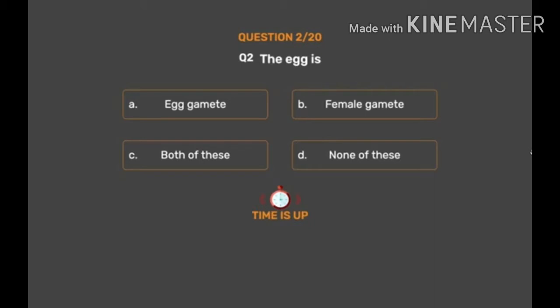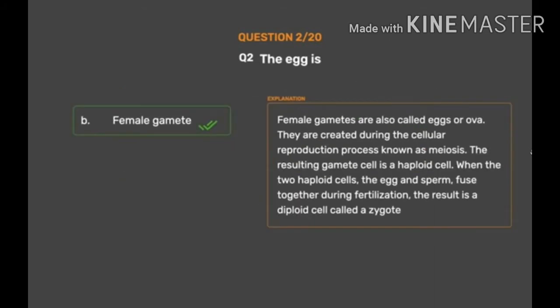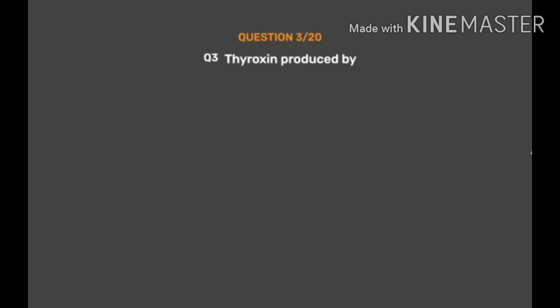The correct answer is option B, female gamete. Female gametes are also called eggs or ova. They are created during the cellular reproduction process known as meiosis. The resulting gamete cell is a haploid cell. When the two haploid cells, the egg and sperm, fuse together during fertilization, the result is a diploid cell called a zygote.